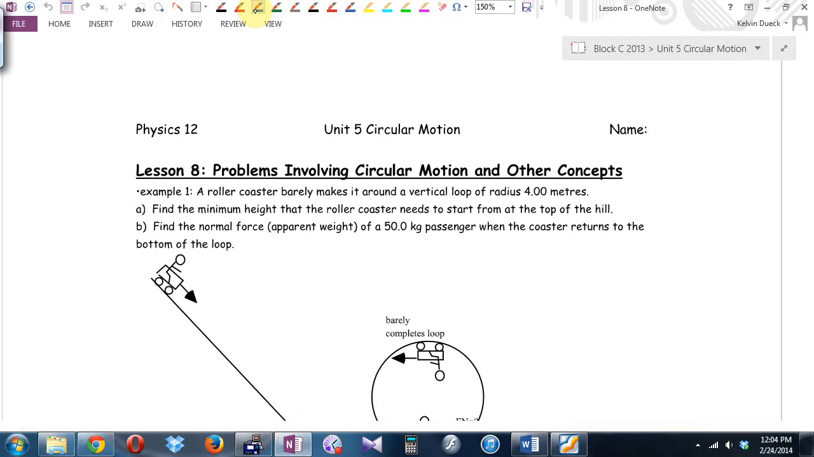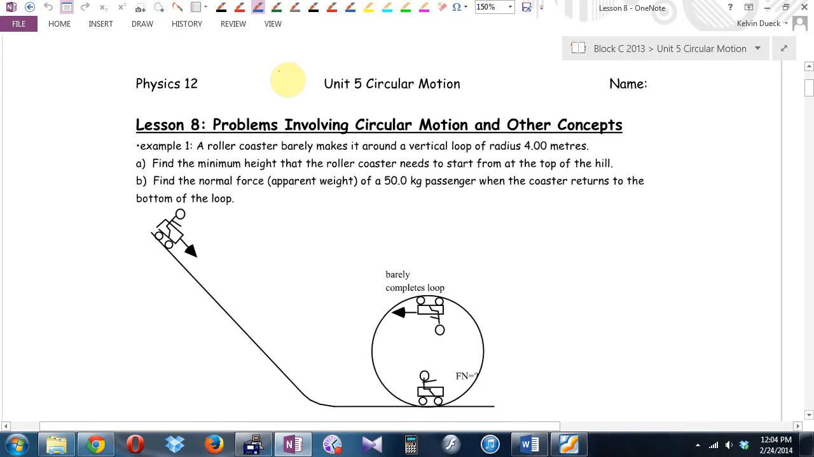So I called this problems involving circular motion and other concepts, primarily energy combinations, where there's a change in height, a change in speed, and a circle. Like a roller coaster with a loop.